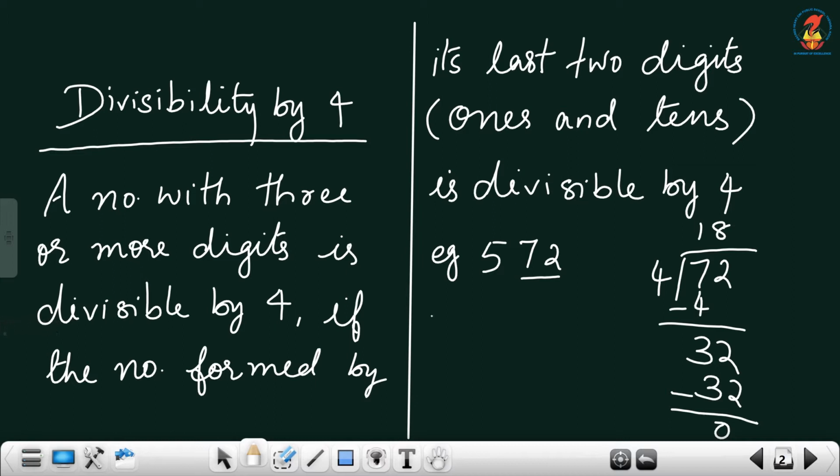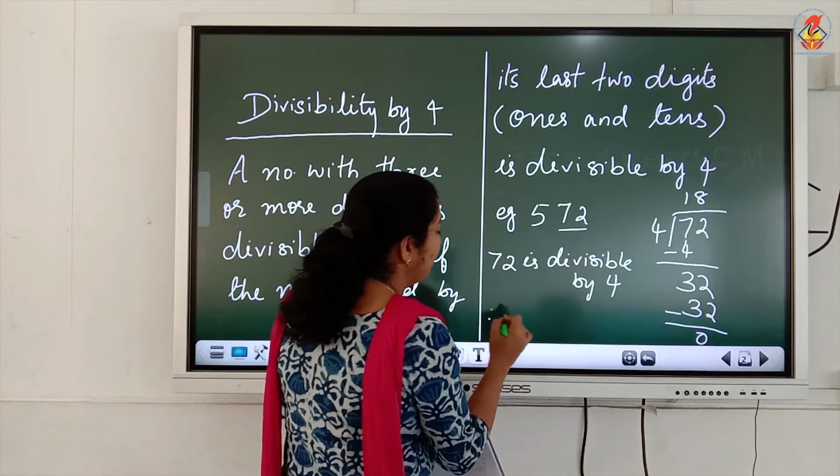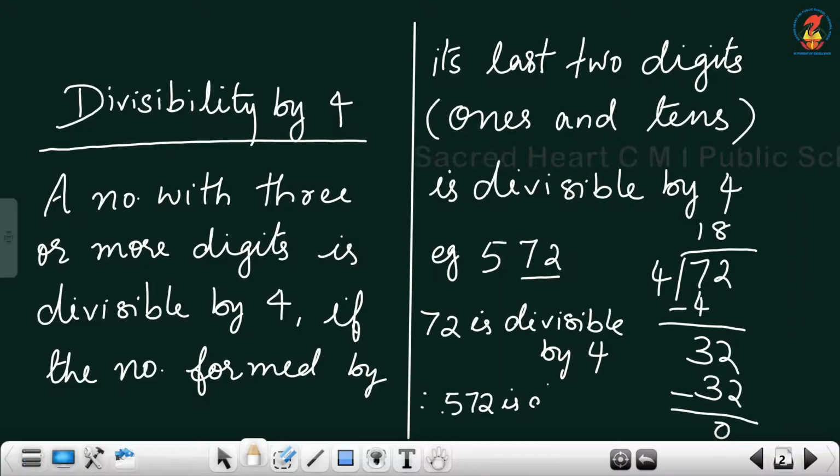So what we can say is 72 is divisible by 4. Therefore, 572 is divisible by 4.